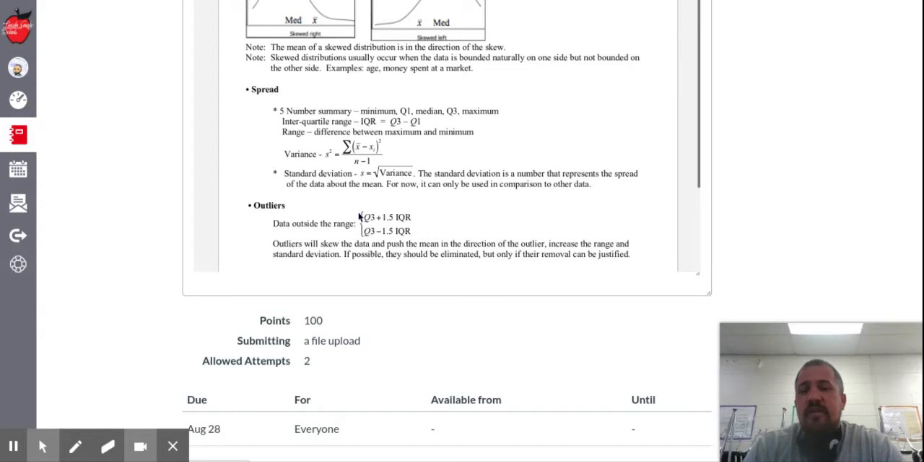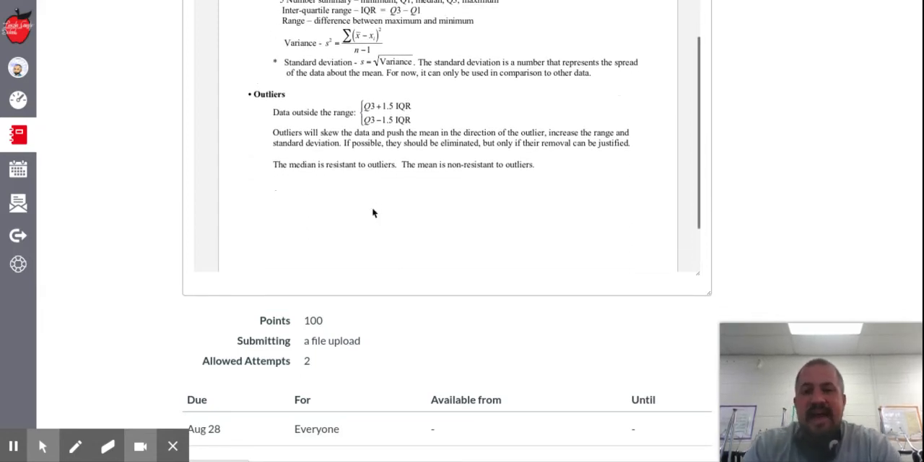Remember, when you put the data into stat edit and you do stat calc number 1, it will give you the standard deviation, S. And that is the average distance that the points are from the mean. So on average, how far are the points from the mean? The standard deviation is a number that represents the spread of the data about the mean. A smaller standard deviation means much smaller variability, which means everything is pretty close together. A large standard deviation means much larger variability, which means things are more spread apart.